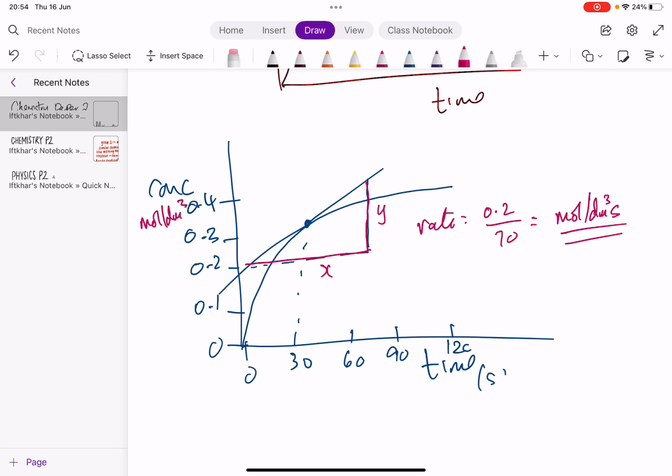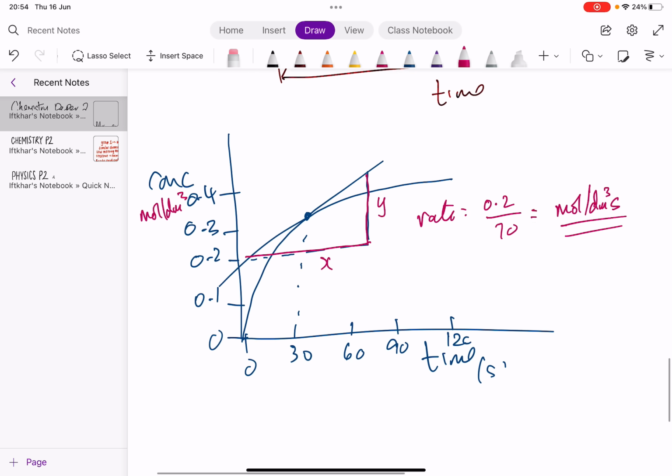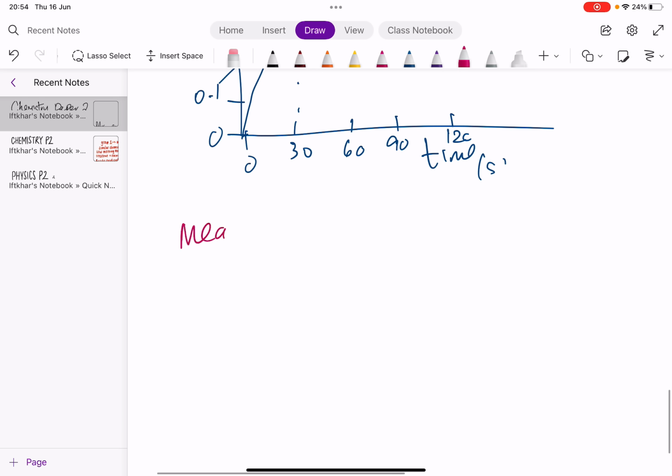Now, how do we measure rate? What experiments can we do? So, measuring rate, and this is a core practical: investigate the effects of changing conditions of a reaction on the rates of chemical reaction. So, how do we measure rate? One way of measuring rate is you collect gas.